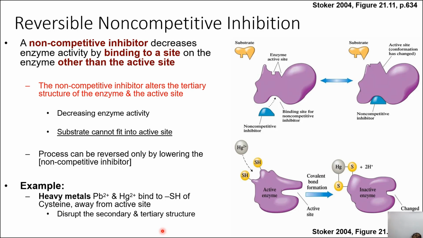Then we have reversible non-competitive inhibition. So a non-competitive inhibitor decreases enzyme activity by binding to a site on the enzyme other than the active site. So it basically binds to another site, changes the tertiary structure of the enzyme and alters the active site. So the substrate no longer can bind to it and it decreases enzyme activity. This process can also be reversed by lowering the non-competitive inhibitor. Like heavy metals like Pb and Hg bind to the SH domain of the cysteine away from the active site, so it disrupts the secondary and tertiary structure.